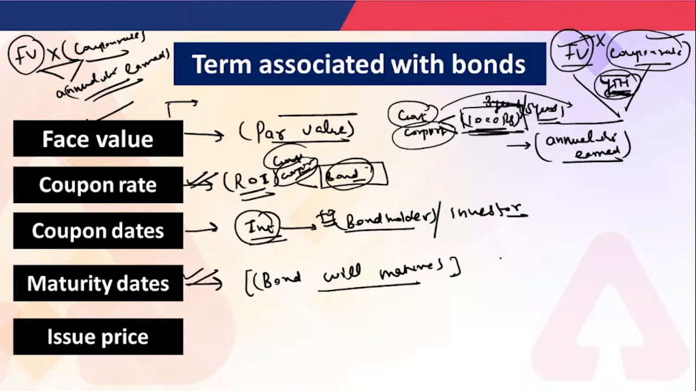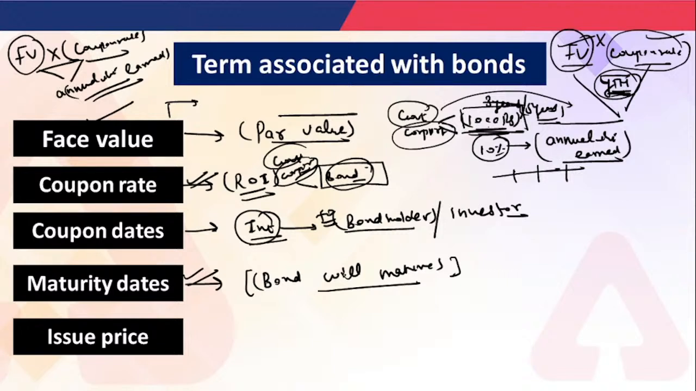Why? Because whenever we are talking about the coupon date, suppose this is the face value of the bond, and the coupon rate which is given is 10%, and the term period or maturity date is after 3 years, right? So for the first year the bond holder is going to get interest, for the second year the bond holder is going to get interest, and for the third year the bond holder is going to get interest as well as the principal, right? So that is known as a maturity date.